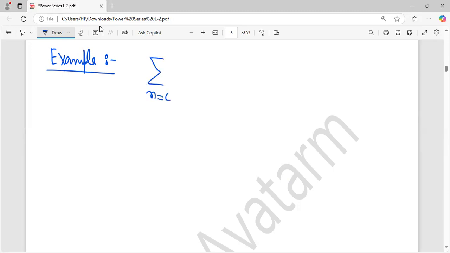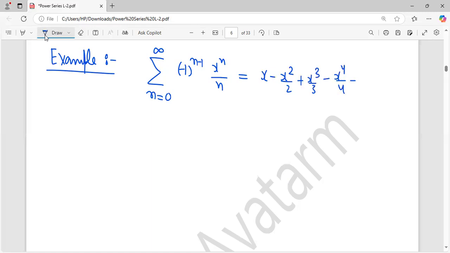Summation n goes from 0 to infinity of (-1)^(n-1) x^n / n. So this is x minus x squared upon 2 plus x cubed upon 3 minus x^4 upon 4, like that.